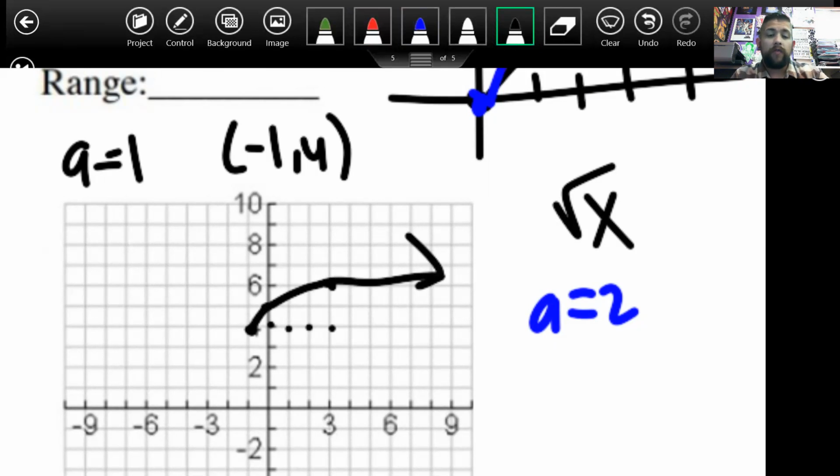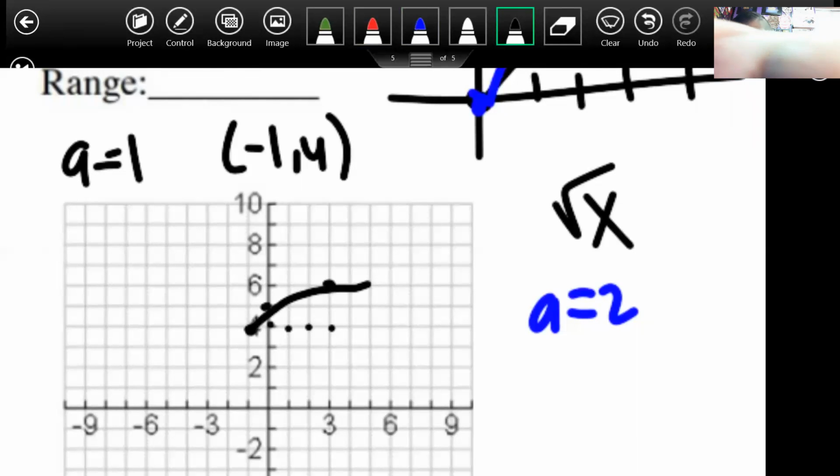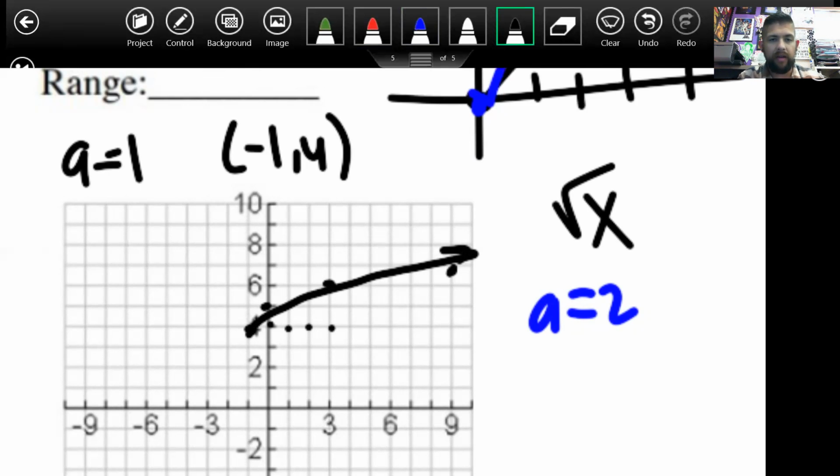If we were to go to the next perfect square, it would be 9. The square root of 9 is 3, so we'd go over 9 and up 3 for this point for it to go through. So that point is there. Let me just graph that if you guys want me to. Sorry, it's hard to graph at this little angle. So we have a graph there. That's more accurate if you want to have it that way.